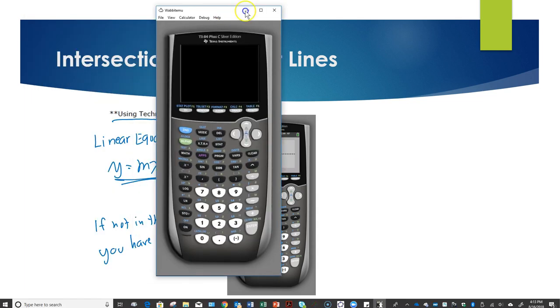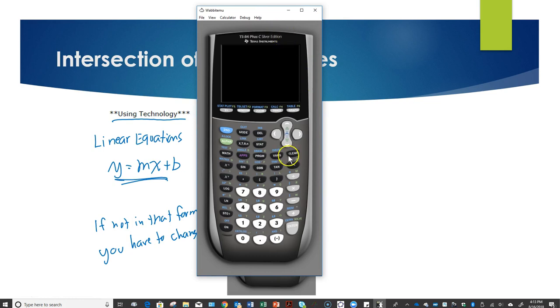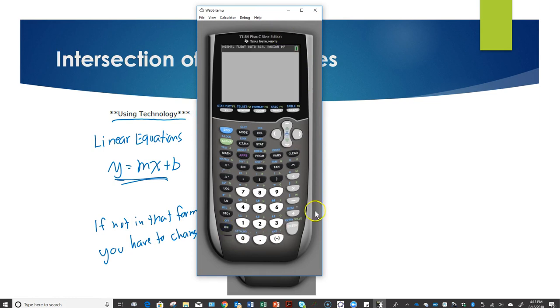But essentially, I'm just going to do a quick demonstration. This is my pseudo calculator here. Let me turn it on. It's a simulated calculator. If I want to find, for instance, I have these two lines here, 3x plus 2 and 2x plus 3, and I'm going to graph them. Okay, so basically, I got them in here.